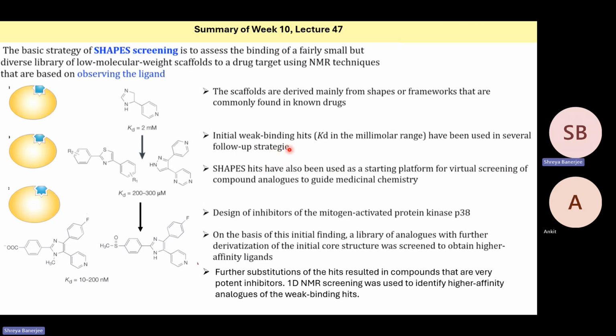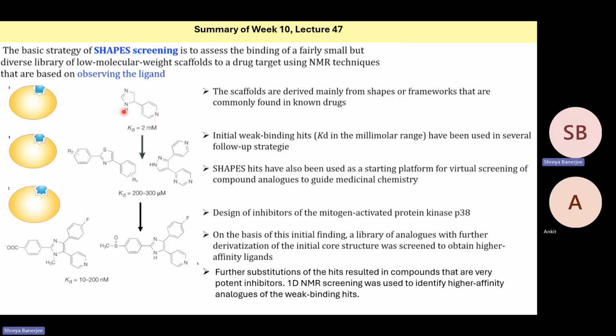Then we find out the initial weak binding. So there will be some ligands which will show initial weak binding, like suppose this one, which has a KD of 2 millimolar. Then the hits, that means the molecules which have successfully shown weak binding, are used as a starting platform for virtual screening of different analogs of the molecules.